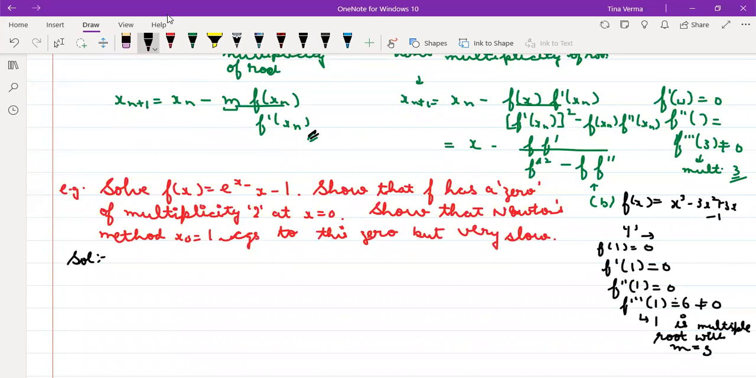So you have to show that the function is e to the x minus x minus 1. You have to find the root, and you know the multiplicity at x equal to 0 is 2. So if you apply simple Newton's method, what it says is x n minus the function's value at x n divided by the derivative. This is your simple Newton method.